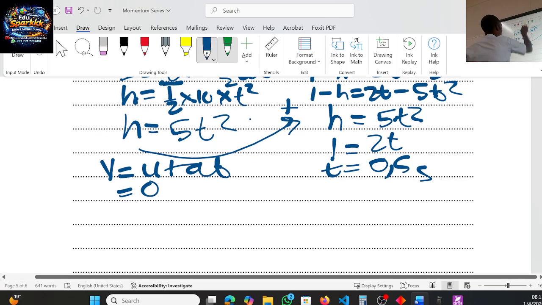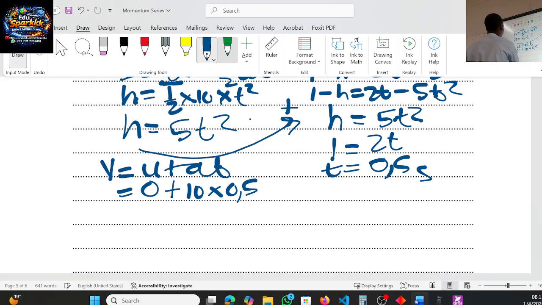So plus acceleration, which is 10, multiplied by the time, which was 0.5. So the final speed of Q will be 5 meters per second.